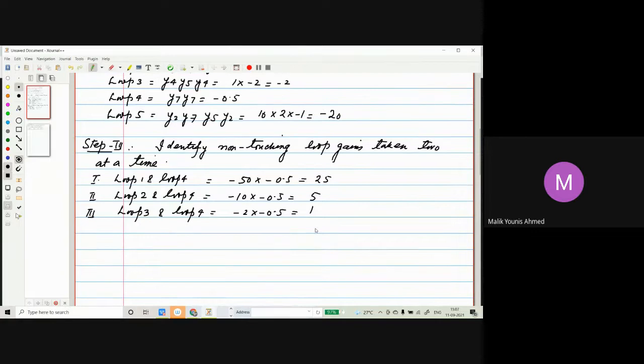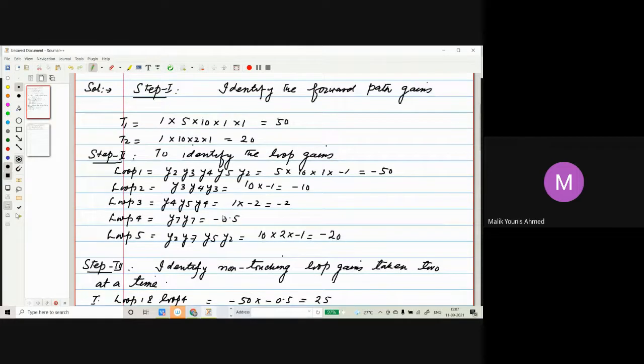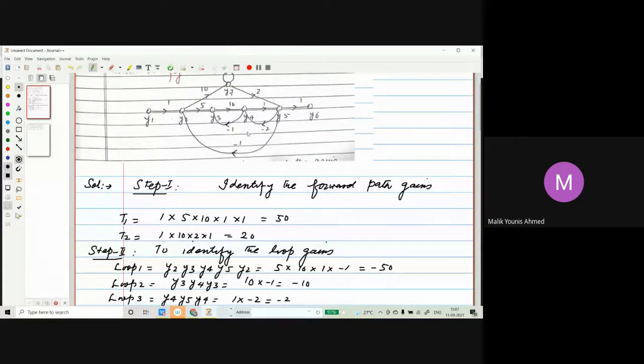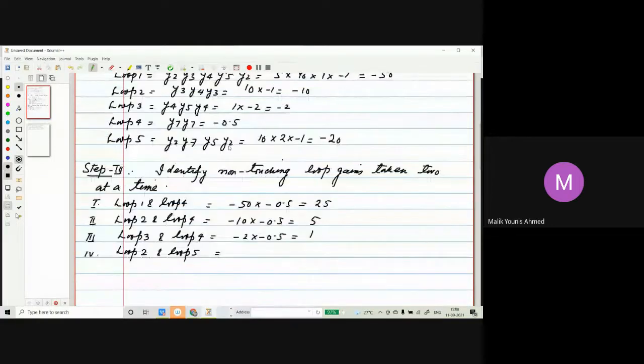Okay, next step is step number 4. Sorry, there is one more. Loop 2 and loop 5. They are also not touching. Loop 2 is this one, and loop 5 is this one. Yeah, that's also not touching. So loop 2 and loop 5 are not touching. That is minus 10 into minus 20, which will be plus 200.